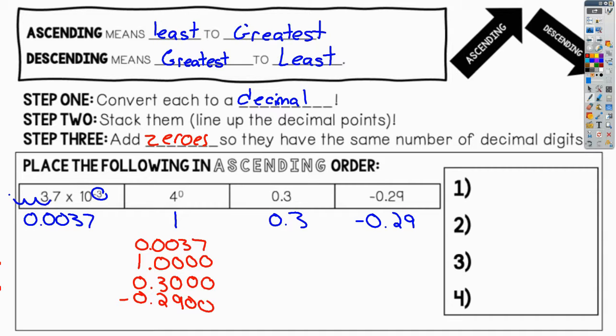So before we do anything, let's look right away. If there's any negatives, we have one negative. That must be our smallest one. So our least one was this -0.29. So that will be our smallest one, -0.29.